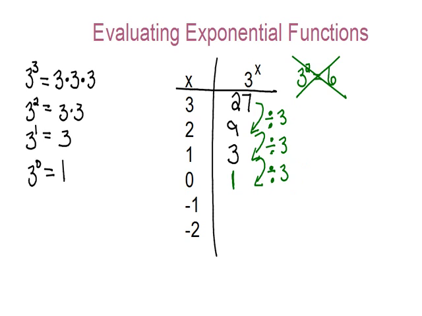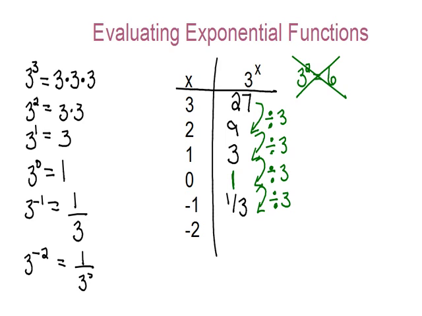Similarly, as we keep going down into the negatives, I want to be able to divide by 3 again. So what I'm saying is that I want 3 to the negative 1 to be 1 divided by 3, which is that rule we've got about flipping negative exponents. Okay? So 3 to the negative 2 is 1 over 3 squared, which is 1/9. Okay? So you can see this is an example of exponential growth.